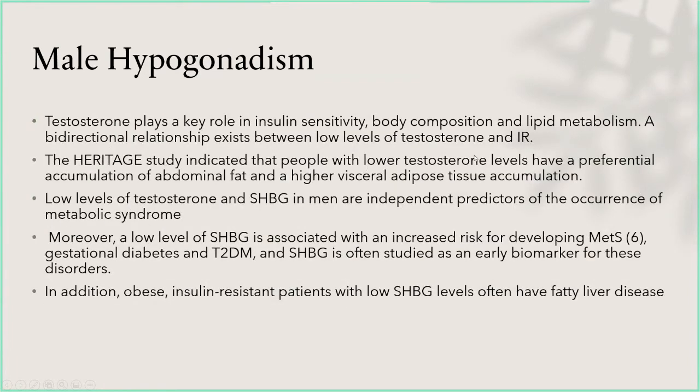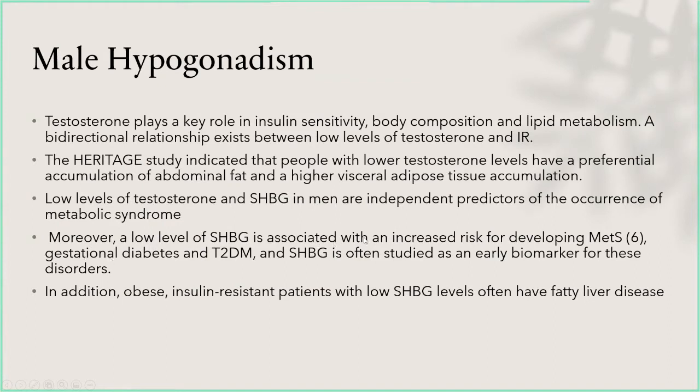So, we know that testosterone plays a role in insulin sensitivity, body composition, and lipid metabolism. A bidirectional relationship exists between low levels of testosterone and insulin resistance. The HERITAGE study indicated that people with low testosterone have a preferential accumulation of abdominal fat and higher visceral adipose tissue accumulation. Low levels of testosterone and SHBG in men are independent predictors of occurrence of metabolic syndrome, and I'll come to that in a bit.